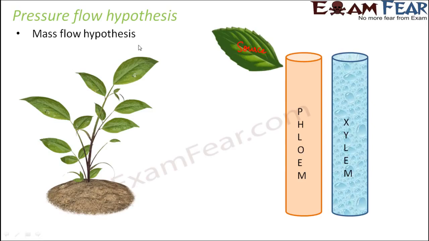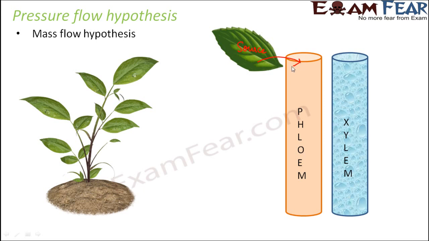Now the first step is to transport the food from the source into the phloem. How does that happen? That happens by active transport, because the phloem already gets in too much of the food. So whatever newly prepared food is there is also actively transported into the phloem.